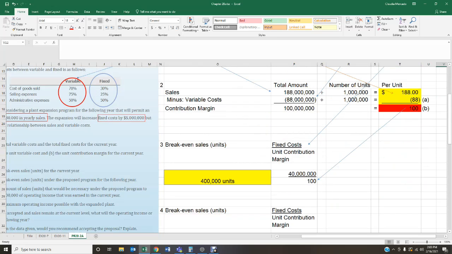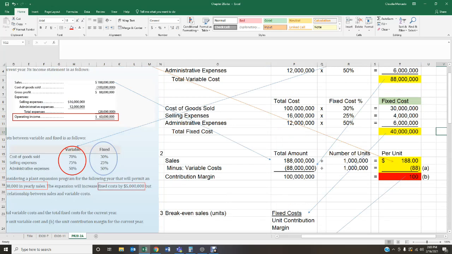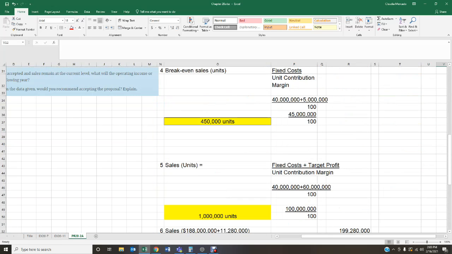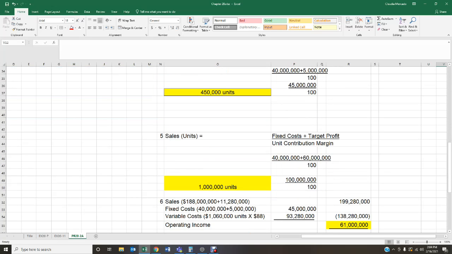Okay. Now, how many units did we have to break even? Well, we had to sell 400,000 units to break even. That was calculated as fixed cost over unit contribution margin. The break-even sales in units under the proposed program was our fixed cost over our contribution margin. And under the proposed program, we had to incur an extra $5 million in fixed costs. So that was $45 million over 100. My unit contribution margin is $100, and that's the number in red. And then that gave me 450,000 units.